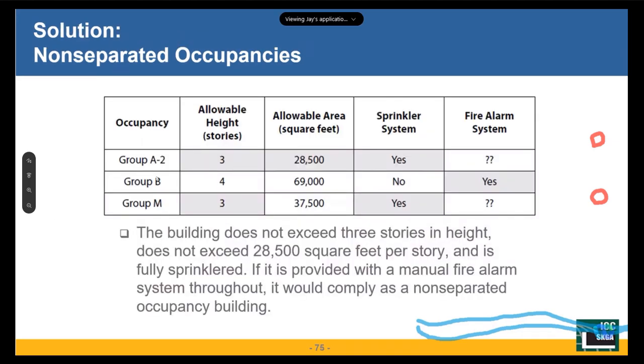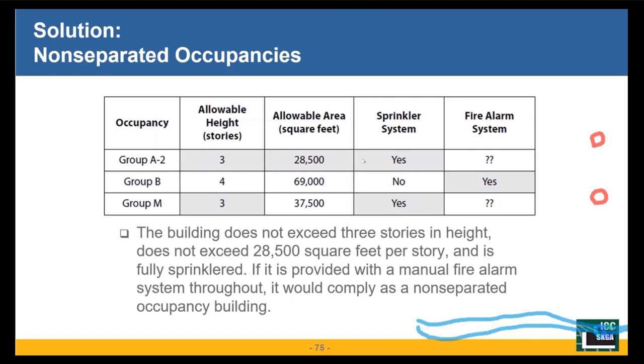So group A2 occupancy, the allowable height is 3, so that checks. Group B, the allowable height is 4 stories, that checks. Group M, the allowable height is 3 stories, that checks. The allowable area in square feet for A2 occupancy is 28,500, so that's good because we have 26,000 square feet.